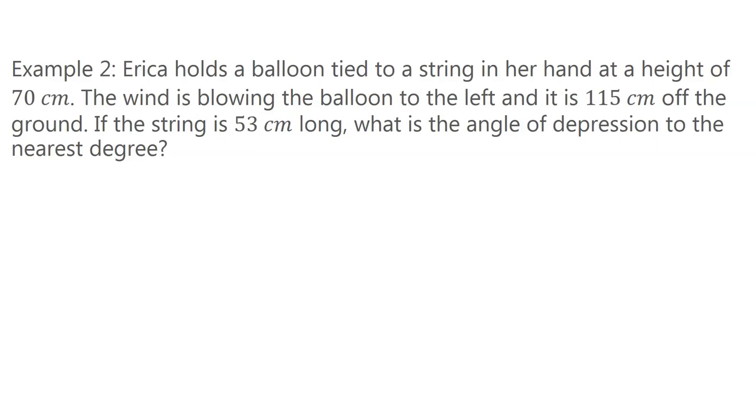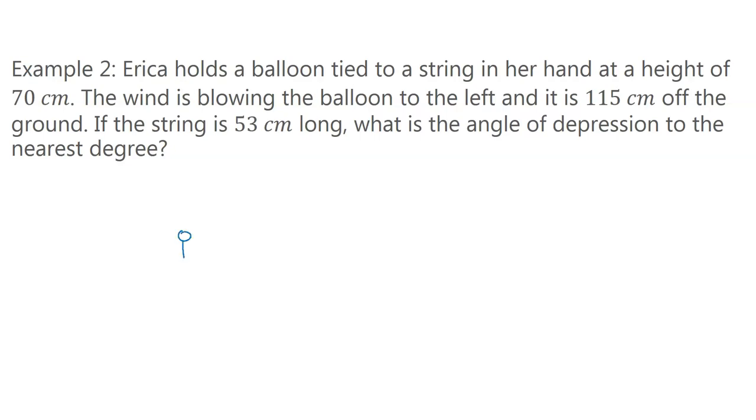Example 2. Erica holds a balloon tied to a string in her hand at a height of 70 centimeters. The wind is blowing the balloon to the left, and it is 115 centimeters off the ground. If the string is 53 centimeters long, what is the angle of depression to the nearest degree?